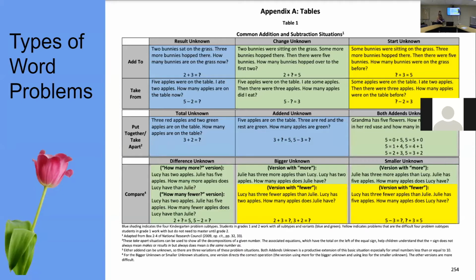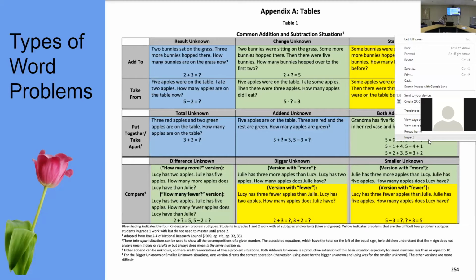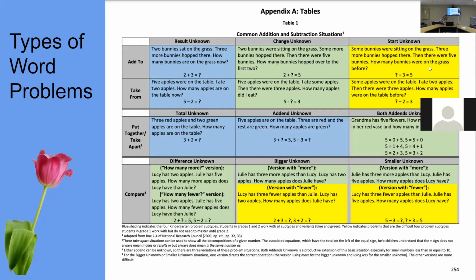Now, typically what happens in word problems, especially with addition and subtraction, we have what we call result unknown. We have add to, take from. Add to means I've got the number and I'm adding to it, right? So I have two bunnies that sat on the grass and then more bunnies hopped in there. And so I've got that number and I'm adding to it. With change unknown, the second number is unknown, and start unknown means the first one. I had some bunnies and some more hopped in, and now I know how many total I have.